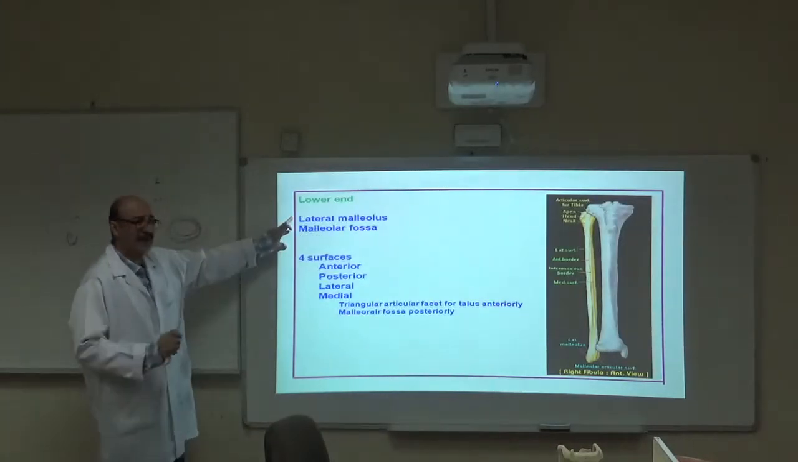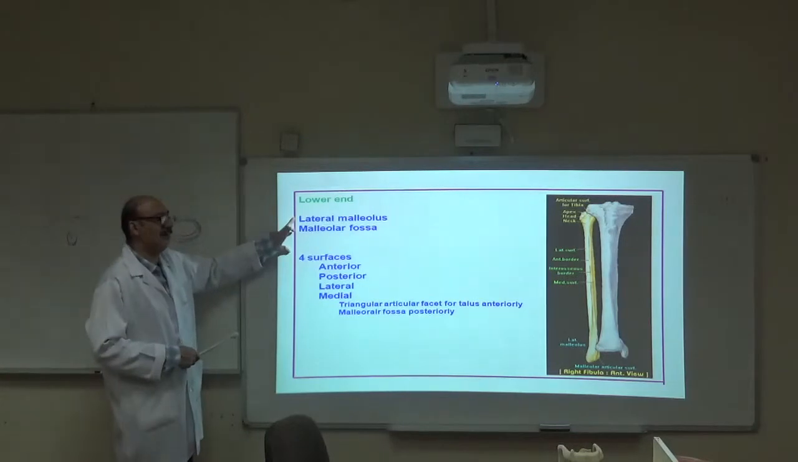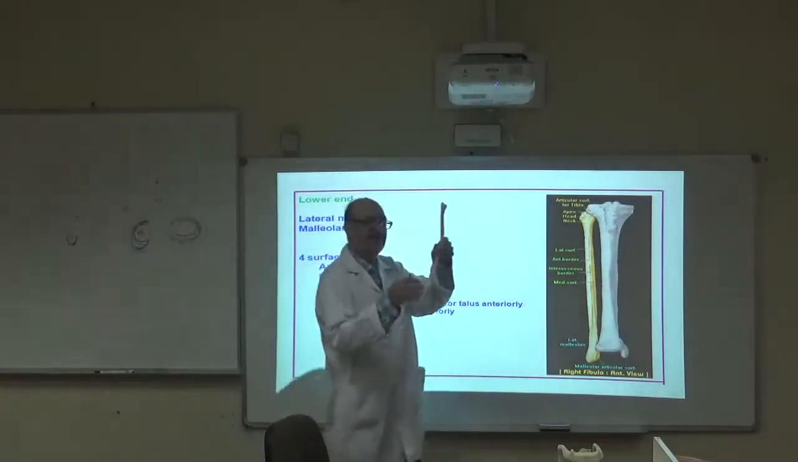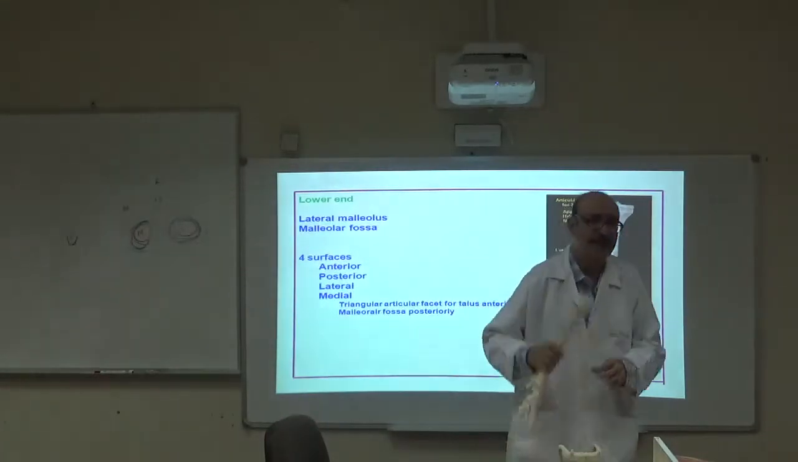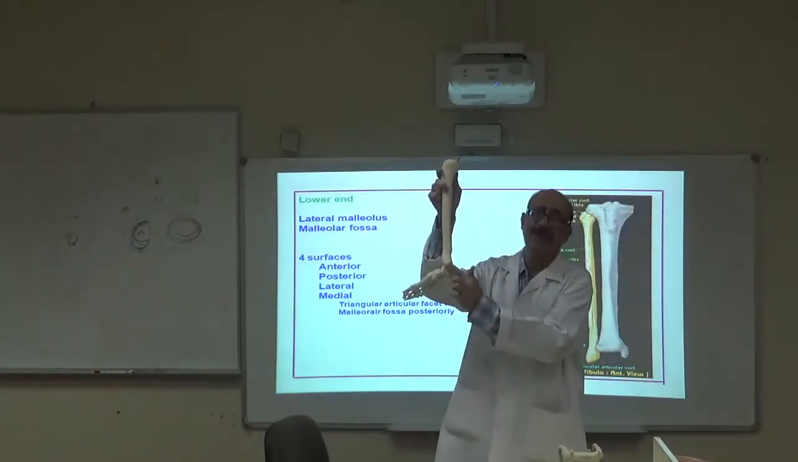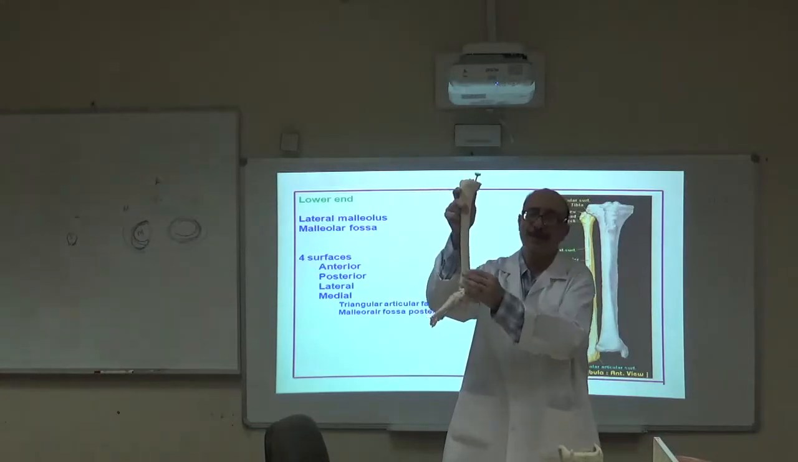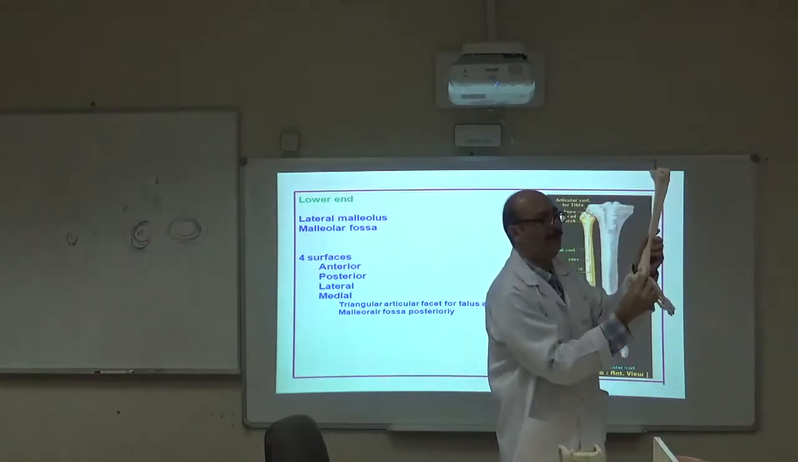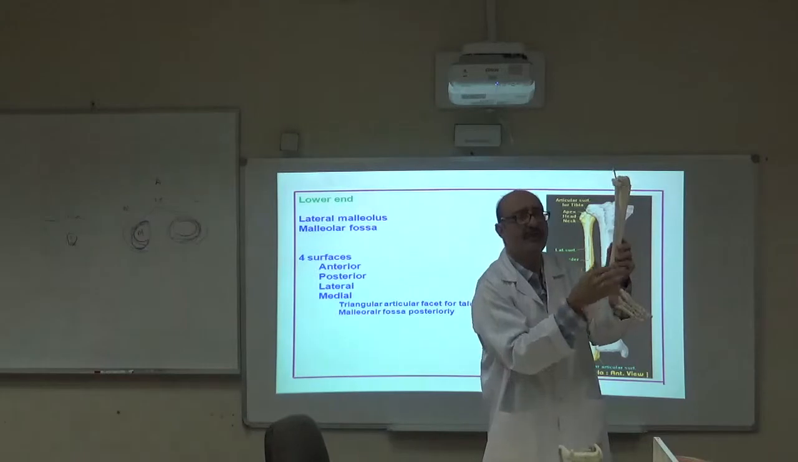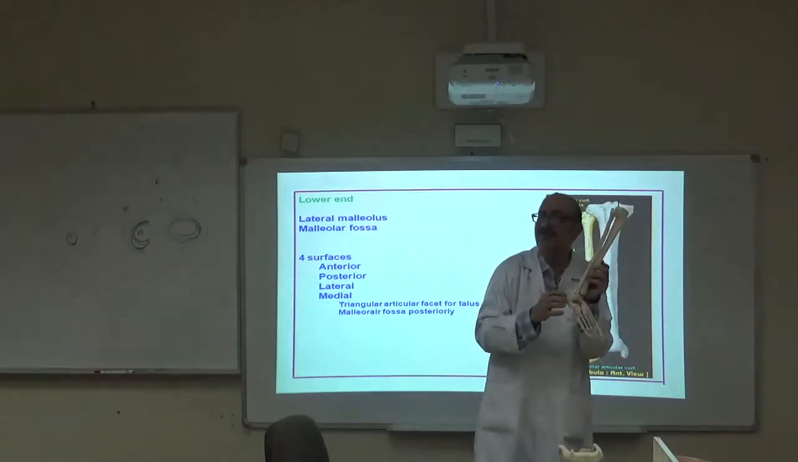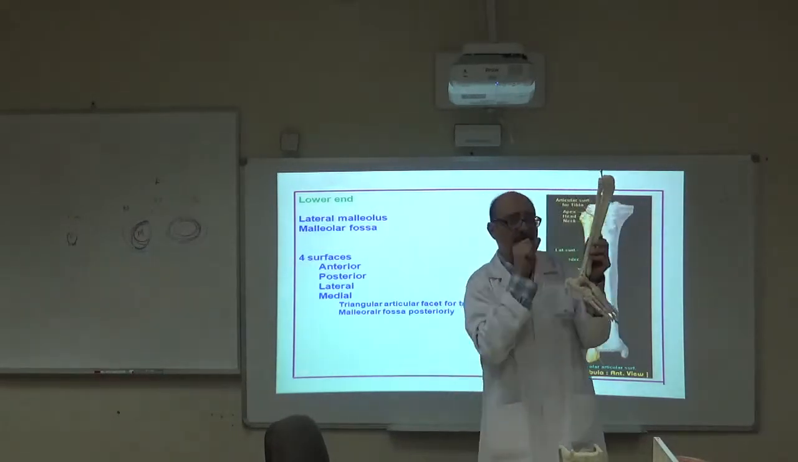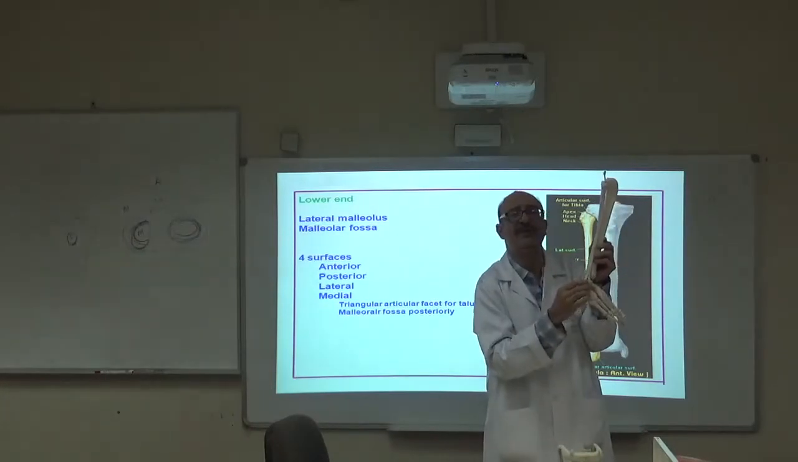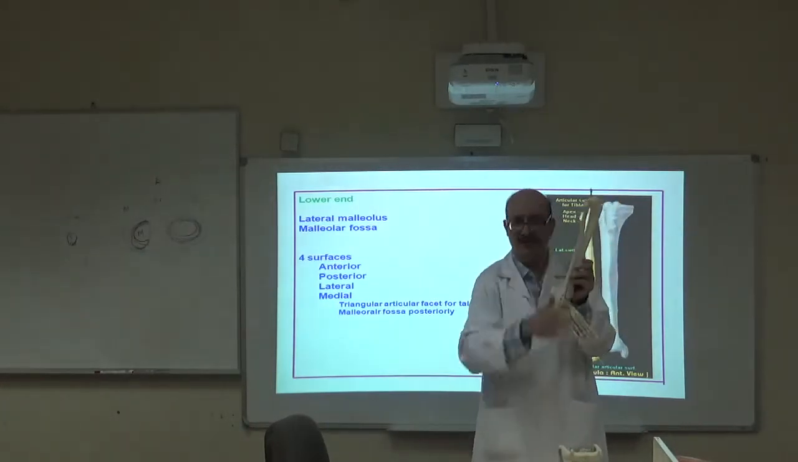Lower end, try to remember these two names: lateral malleolus and malleolar fossa. When you are here, I will tell you. Lateral malleolus. I told you up till now there is the medial malleolus which is made by the tibia. If you see the lateral aspect, you will find a similar bony structure which is again subcutaneous, just under the skin, and this is called the lateral malleolus, which is formed by the fibula.